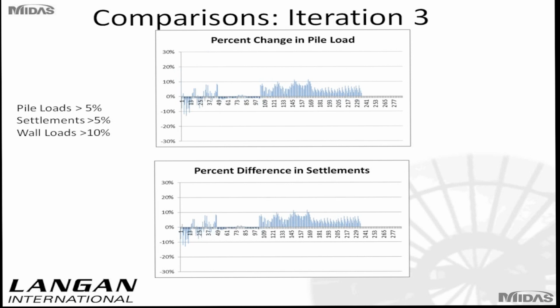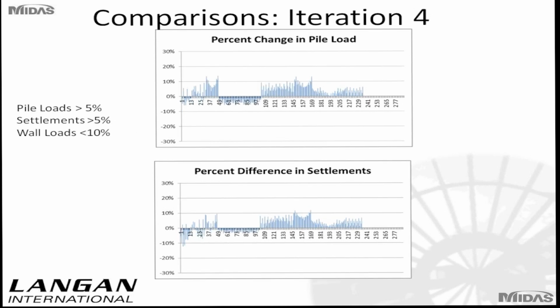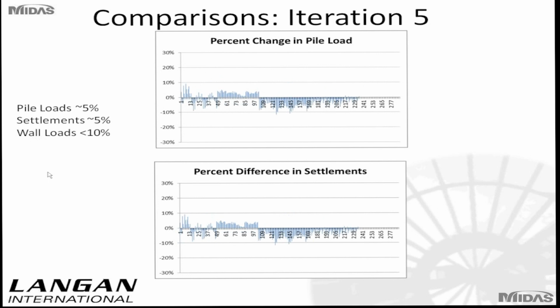Before we were greater than 10%. Now we're less than 10% in loads and settlements. Another iteration, you start converging in the wall loads, but still we needed to improve a little bit on the springs to converge more closely for pile loads and settlements. And for that project in particular, we converged to about 5% within pile loads and settlements, and the wall loads were all less than 10% difference between the last step and the previous step.